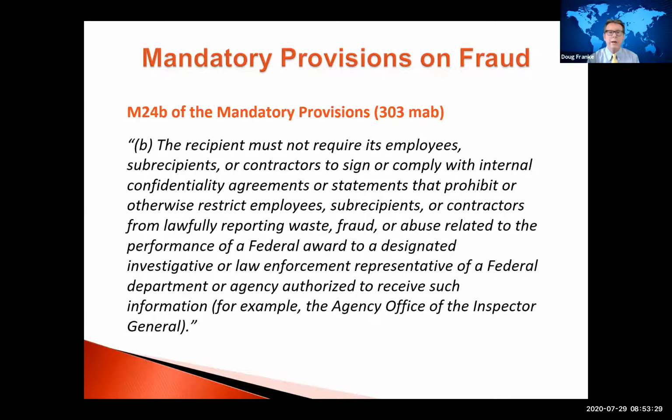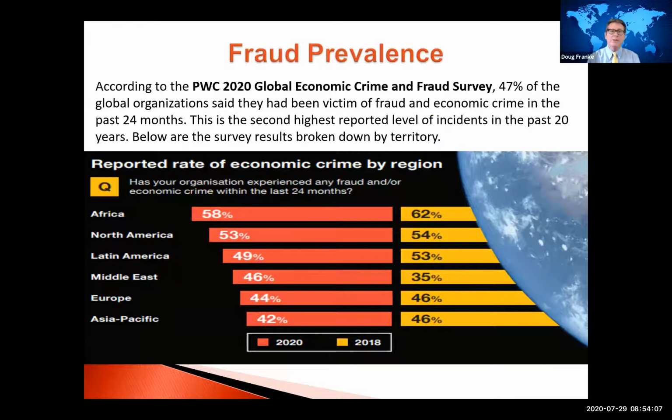Another one, M24B, basically requires that the organization confirm they do not require their employees or subrecipients or contractors to sign any kind of secrecy clause, if you will, or confidentiality agreements, that they won't whistleblow, or, you see down here, it says fraud, waste, or abuse. They won't report. It's almost like their hands are tied. This came out, I think, first in 2015, and the current version is from May 2017. It's been strengthened a little bit, but the bottom line is, they can't try to stop recipients and their employees from reporting fraud. Okay, so we've got some statistics here, because rather than hearing me talk, let's look at the statistics.